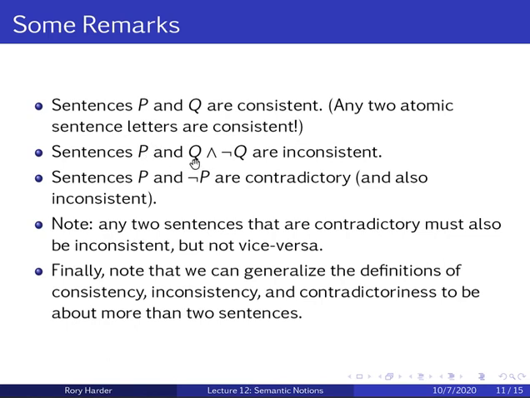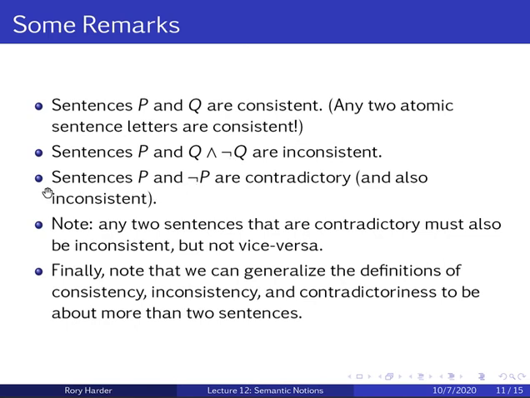So that is why P and Q and not Q are inconsistent. And in fact, for any other sentence you swapped in for P here, it would be inconsistent with Q and not Q, because Q and not Q can never be true.